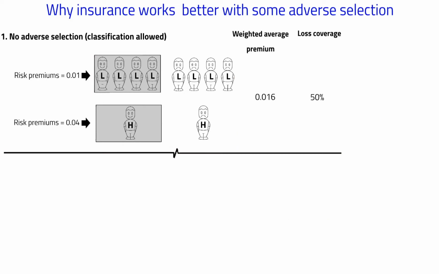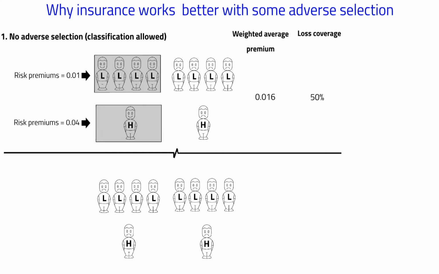Now let's move on to scenario 2. At the top half of the page is the same scenario 1 as before. The bottom half of the page, we have the same population, but the government has now restricted risk classification, so insurers have to charge the same pooled premium to high and low risks. That pooled premium is going to seem expensive to low risks and cheap to high risks, so that is going to induce some adverse selection.